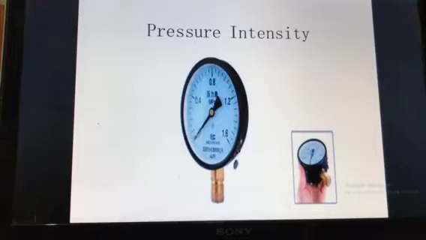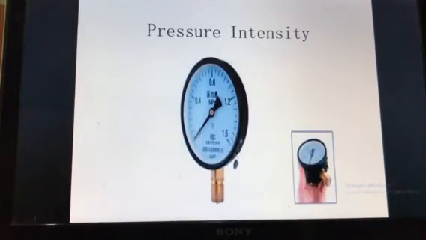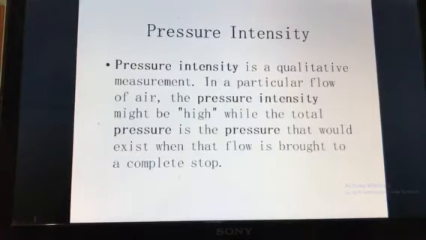How are we going to measure the pressure intensity? Its units are given in kg per centimeter square or psi. You have observed that your tire pressure is measured in terms of kg per centimeter square or psi, where psi means pounds per square inch. We have converted all these units in your theory lectures. Pressure intensity is a qualitative measurement. In a particular flow of air the pressure intensity might be high, while the total pressure is the pressure that would exist when that flow is brought to a complete stop.